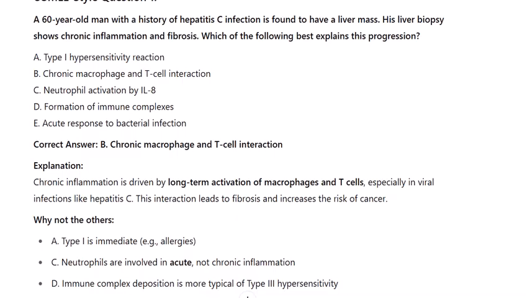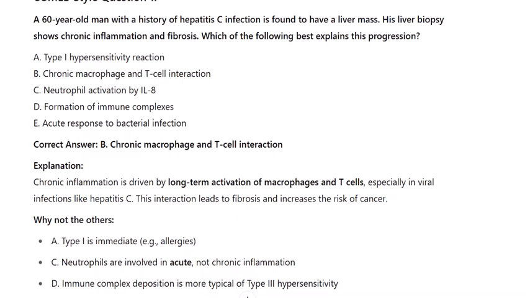B. Chronic macrophage and T-cell interaction. Explanation: chronic inflammation is driven by long-term activation of macrophages and T cells, especially in viral infections like hepatitis C. This interaction leads to fibrosis and increases the risk of cancer.